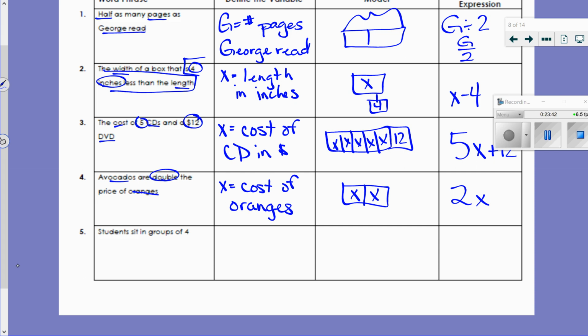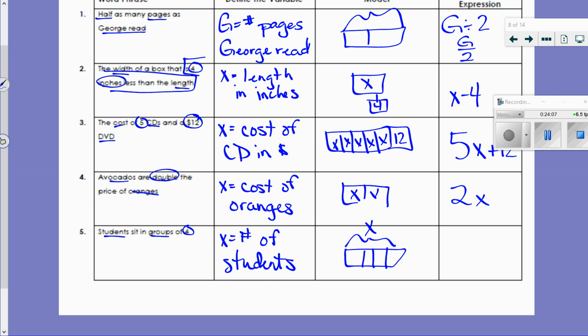Multiply by 2. Students sit in groups of 4. So what is it I don't know? The number of students. I do, however, know that whatever I have for my group of students, I'm splitting it into 4. So that's X. So whatever it is divided by 4. So there's 2 ways to write it. X over 4, X divided by 4. Let's go over the homework real quick.